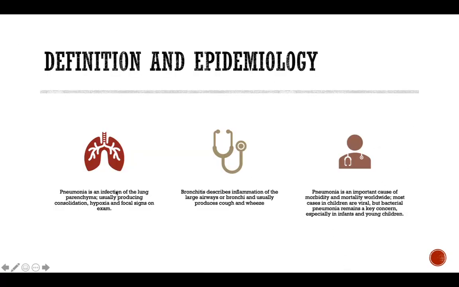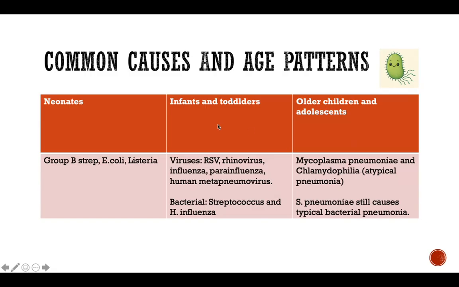Let's break it down. Starting from the definition, pneumonia is an infection of the lung parenchyma, usually producing consolidation, hypoxia, and focal signs on the exam, while bronchitis describes inflammation of the airways and produces cough and wheeze. Pneumonia is an important cause of morbidity and mortality worldwide, especially in the pediatric population. We should focus on the common causative agents according to age. That's how we're going to be treating these patients.